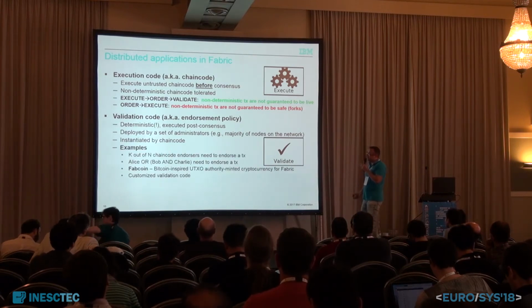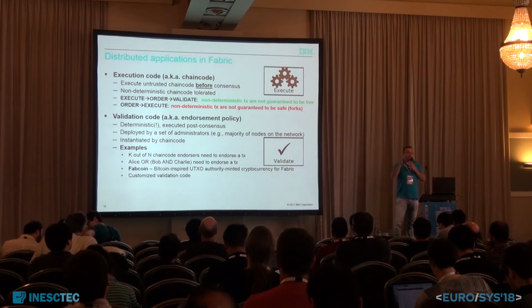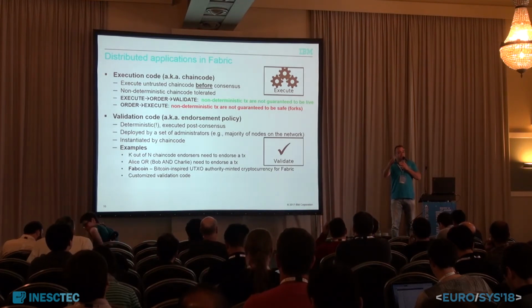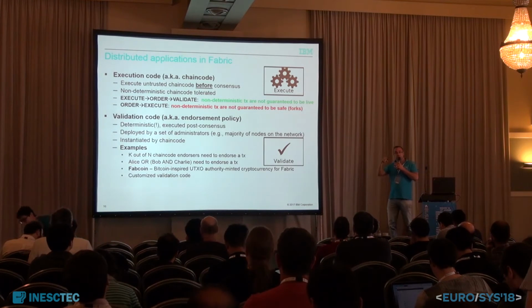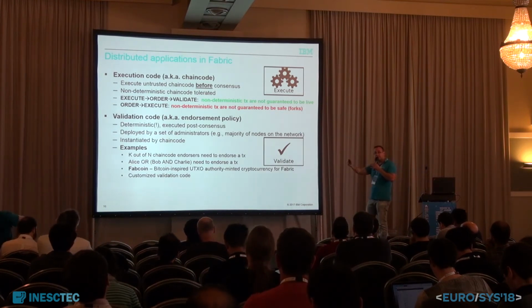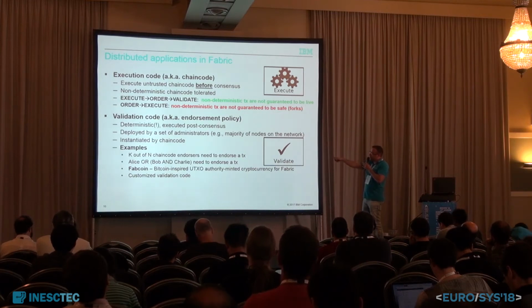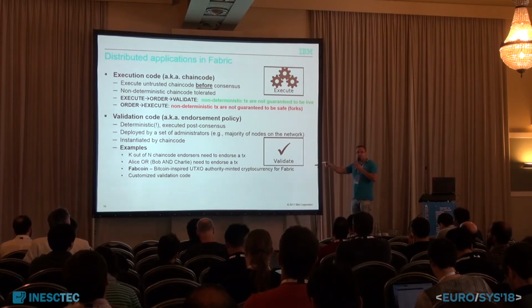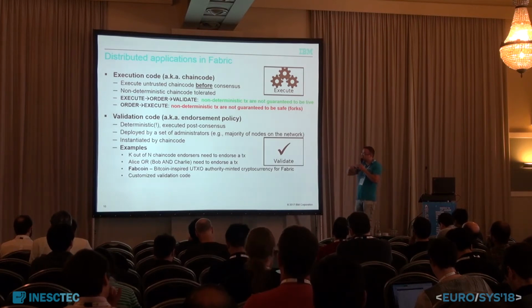And some examples include, for example, K out of N. Application specifies the endorsers, and we require that K out of N actually execute the transaction in the same way. We can have more elaborate endorsement policies, or we can have something, for example, that even takes a certain signatures if you modify a certain key in the key value store. And this is how we implement Fabcoin, and details are in the paper.